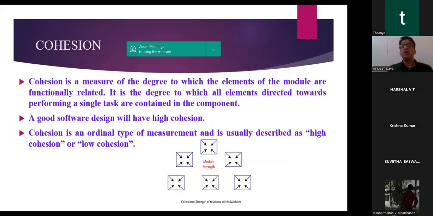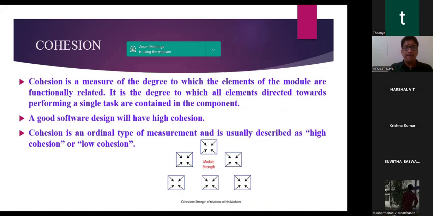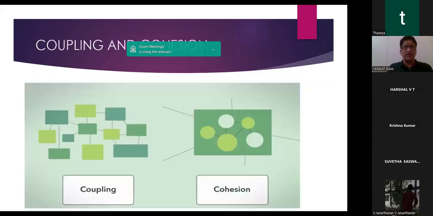Now come to cohesion. So now you talked about different modules, different components. These different components should have very little interdependence. Dependency should be very less. But when you think of a particular module or a particular component, say we see these are all different components.